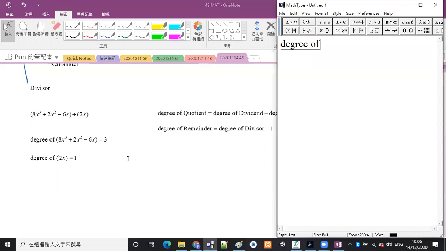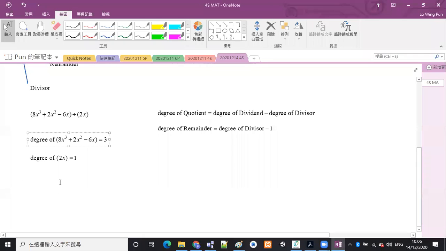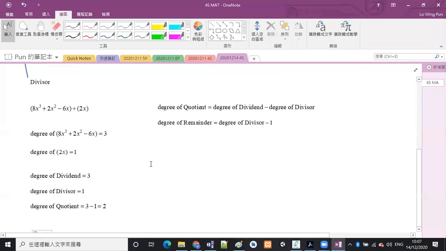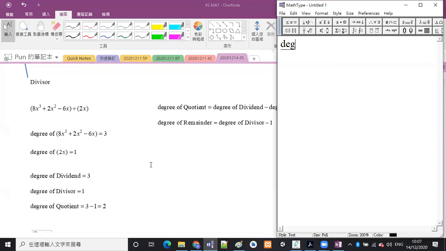In this question, degree of dividend is equal to 3, and then degree of divisor is equal to 1. Okay, and then we can calculate the degree of quotient should be equal to 3 minus 1. That is equal to 2. Okay, and then degree of remainder is equal to degree of divisor minus 1. That's 1 minus 1. That is 0.